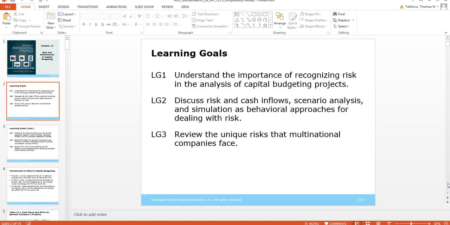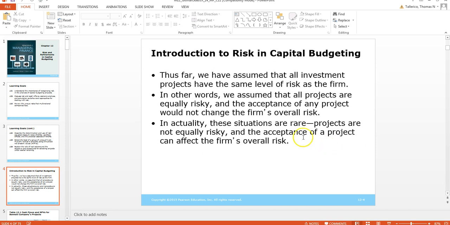We're on chapter 12 now, and basically we've assumed throughout the first 12 chapters that all investment projects have the same level of risk, right? No matter what project the company does, the risk is the same. That they're all equally risky, and accepting any project doesn't change it. And that's not the truth, right? That's not the case. Sometimes you do a project and they're not equally risky and they have more risk.